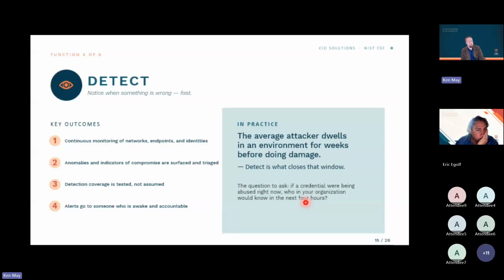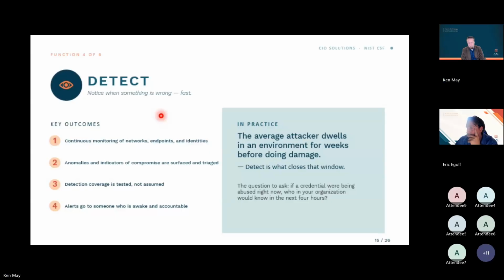Moving on to detect. This is making sure we notice when something is wrong. So I've also taught previously for the SANS organization, and they're probably the world's largest cybersecurity certification training body for very high level cybersecurity certifications. And they have a phrase that shows up regularly in a lot of their training that says prevention is ideal, but detection is a must.